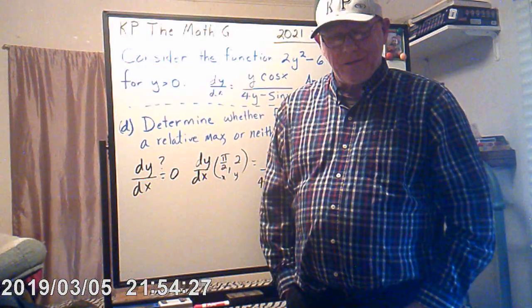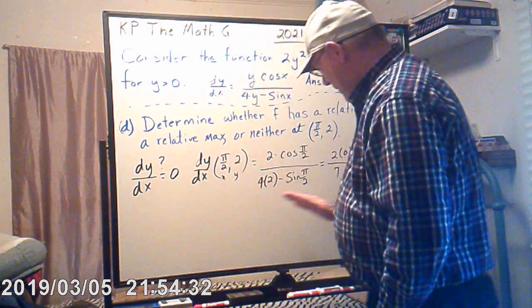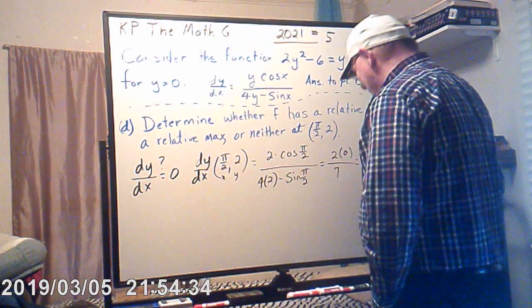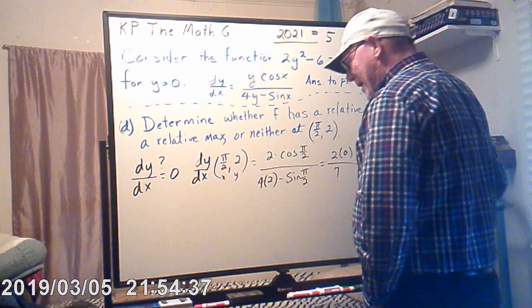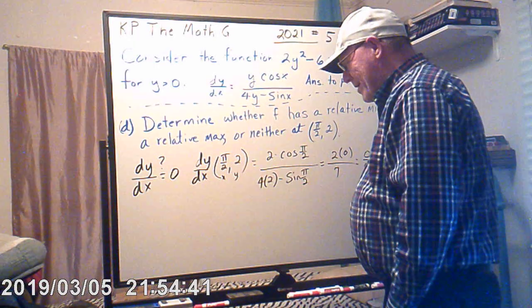Let's do the latter. Let's prove it. Okay. We do have a max or a min. So yes, we have a max or a min. Okay, now, which one is it?